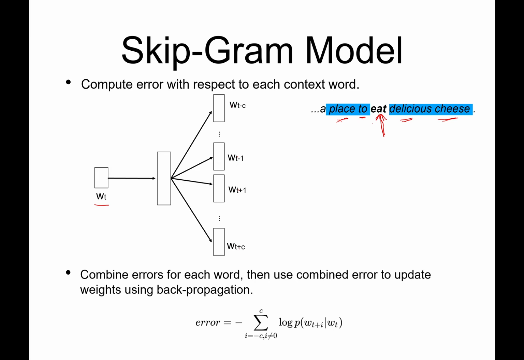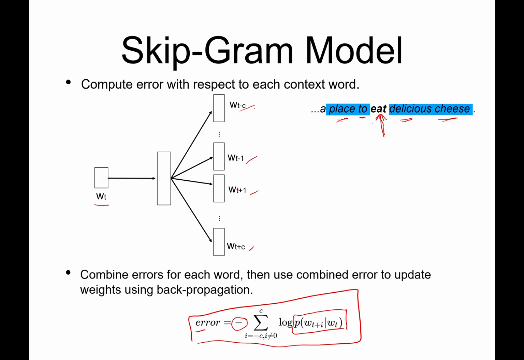Okay. Now your error, because these probabilities have to be as high as possible, or higher than words that never appear with the word eat, the error function should always be something that you want to minimize. So what you're going to do is add a minus here, and this is going to be your error function. Okay, and the error function is just a combination of all of these context words.